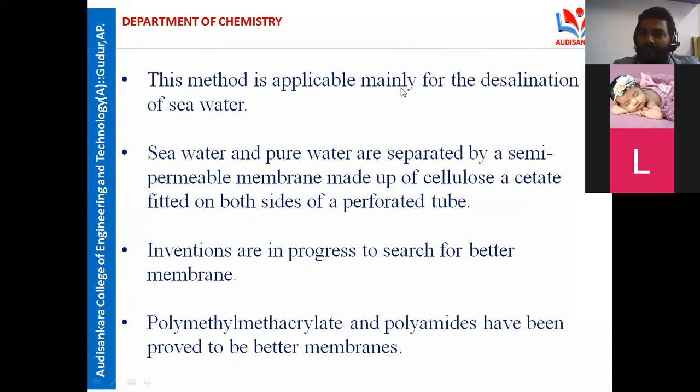This method is applicable mainly for the desalination of seawater. Seawater and pure water are separated by a semi-permeable membrane made up of cellulose acetate fitted on both sides. Inventions are in progress to search for better membranes. Polymethyl methacrylate, polyamides, and cellulose acetate have been proved to be better membranes. Comparatively, PMMA membrane or PA membrane, where PA means polyamides, PMMA is better. PMMA and PA are the best membranes for reverse osmosis.